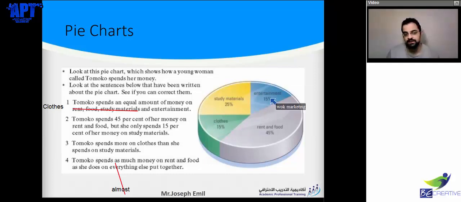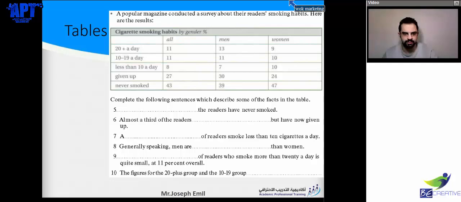Of course, this half of the curve is 55% and this is 45%. So the percentages are more or less 50-50. Anyway, let's take a look at the third one here. Let's see, cigarette smoking habits by gender. A popular magazine conducted a survey about the readers' smoking habits. Here are the results. Now this is a table. This can also be a type of information being given to you. First it was a bar graph and then a pie chart, then this table.